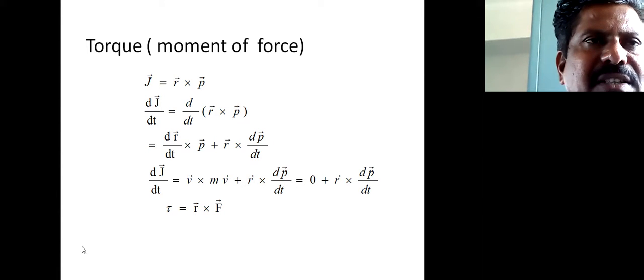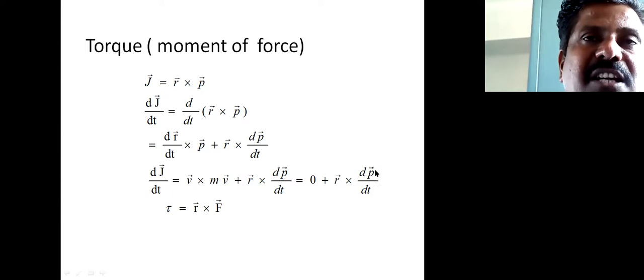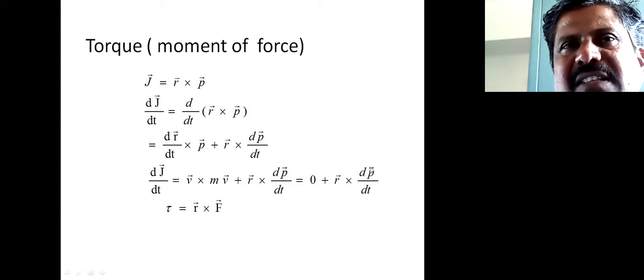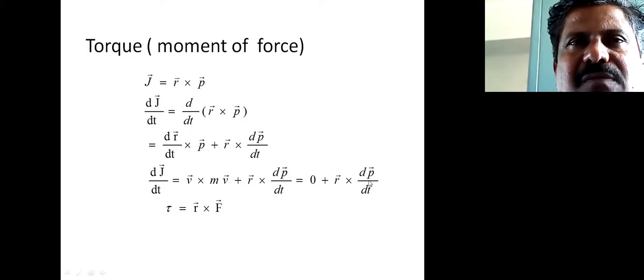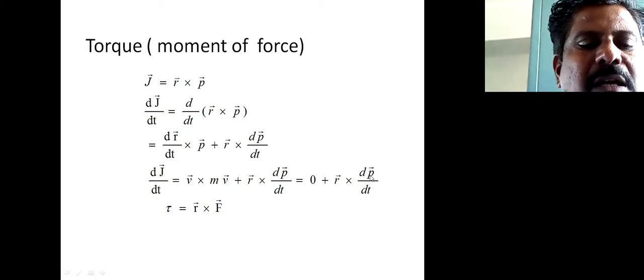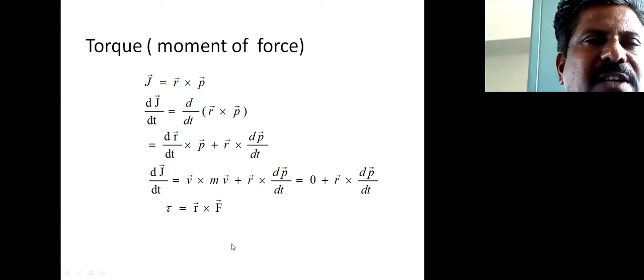But we can put this as torque is equal to r cross F. According to Newton's second law of motion, the time rate of change of linear momentum is nothing but the applied force. So dp by dt is nothing but the applied force, and this torque is equal to r cross F. Your equation reduces to tau is equal to r cross F.